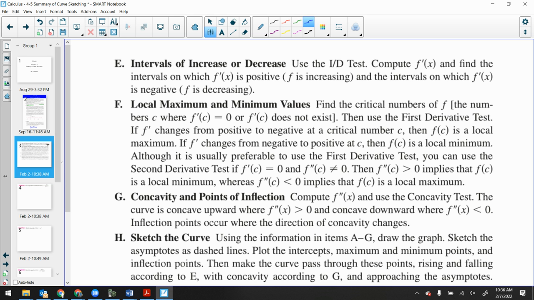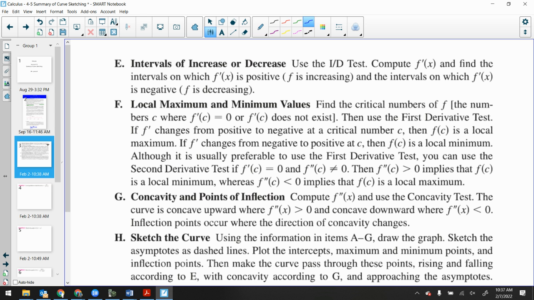We use that first derivative test, that ID test. If f prime changes from positive to negative, then it's going from increase to decrease. That's a maximum value. If it's going from decrease to increase, that's a minimum value. We studied that on this test. You guys did pretty well on that. Just watch out for times when it goes positive, positive, or negative, negative. Those are times where the critical point would not be a maximum or minimum value.